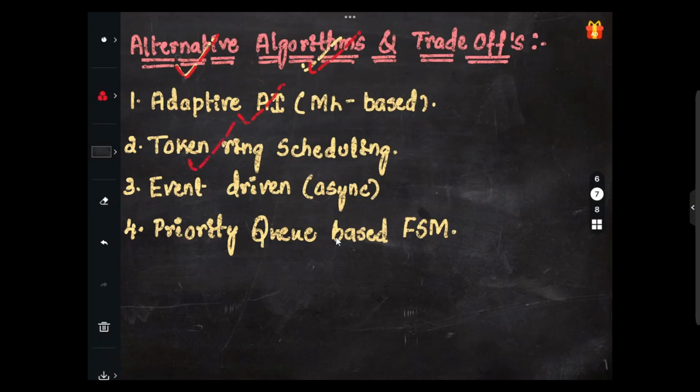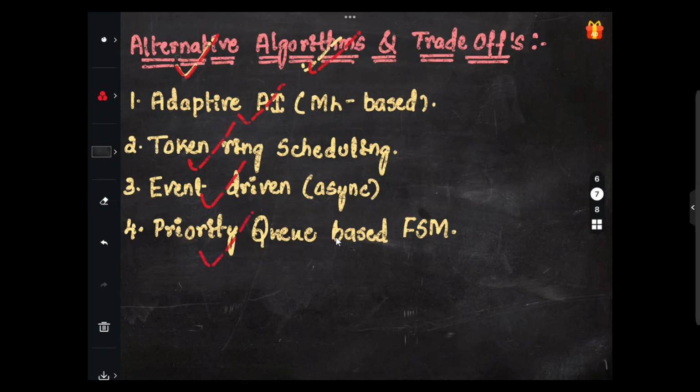And the second one is token ring scheduling. This algorithm is fair and it uses multi-intersection coordination, right? The trade-off here is a slight latency increase, right? So it increases the latency. Next, we can go with the event-driven algorithm as well. Basically, it's async. As it is async, better performance and non-blocking input-output, right? And the trade-off here would be it's more complex to code.